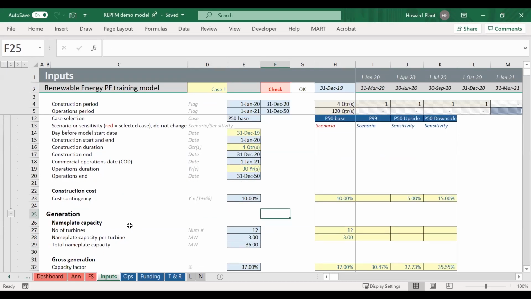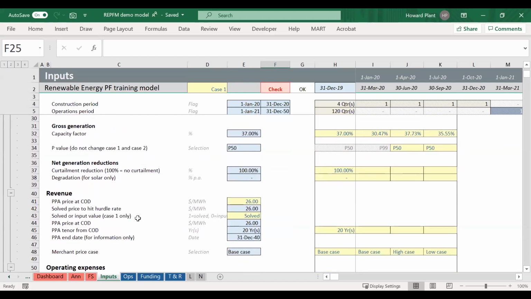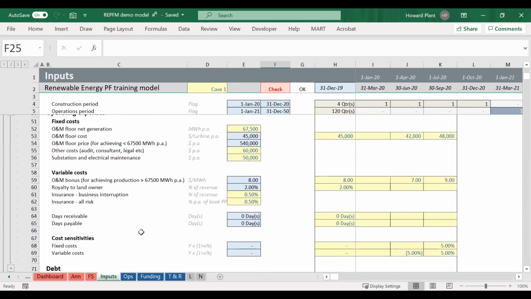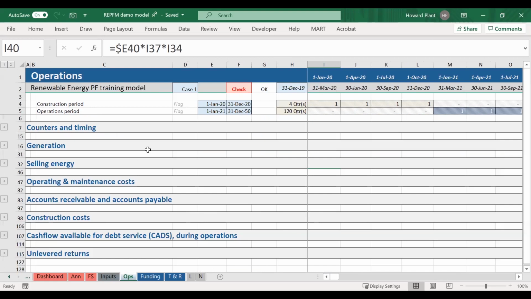So it's got all the typical inputs you'd expect for a renewables project, through operation, through revenue, operating costs, variable costs, et cetera, through the project. That's our input sheet, and that flows across to an operation sheet. The operation sheet will include the project operations. This includes our generation calculations, how much we are selling of our energy, or the sales under a PPA agreement, or selling to merchant energy. All our operating costs, accounts receivable, payable, any other things that are required in this model.